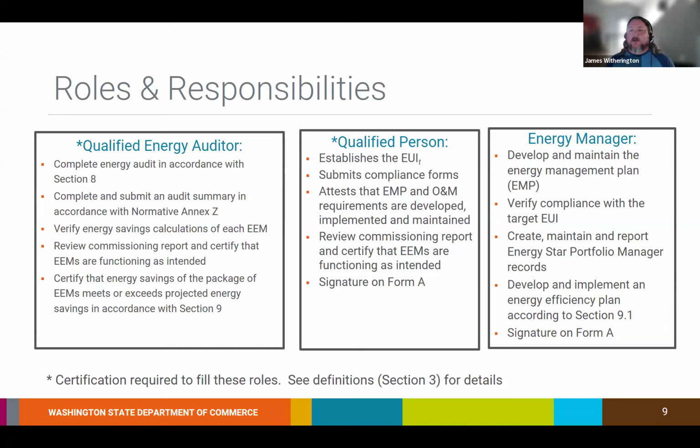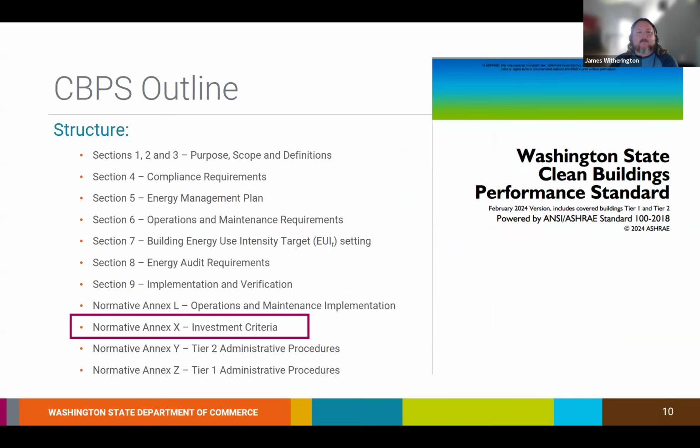And a lot of the information that's found in your O&M plan and EMP will feed into the audit and feed into this life cycle cost analysis component as well. Next slide, please. So this is a general outline and structure of the way the standard is built out. Today's focus is really going to be on normative NXX, which details the requirements of investment criteria, and that specifically includes requirements related to life cycle cost analysis and Form F.